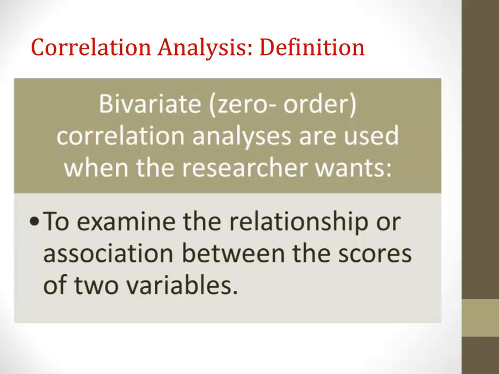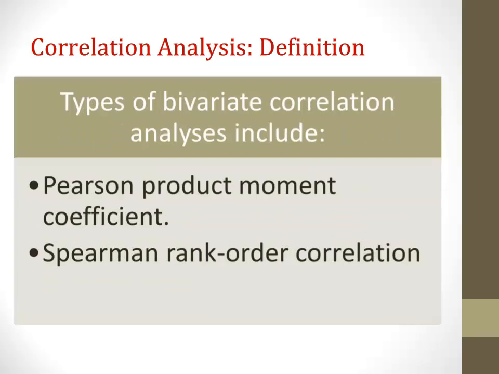Okay, now let's get started talking about the bivariate zero-order correlation analysis. Let's start by making sure we understand when it's used. A researcher uses a bivariate zero-order correlation analysis when the researcher wants to examine the relationship or association between scores on two variables. More specifically, a bivariate correlation assists the researcher in examining the strength and the direction of the linear relationship between two variables, often referred to as x and y.